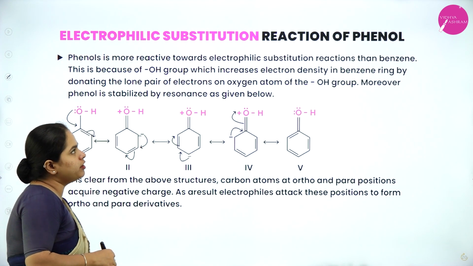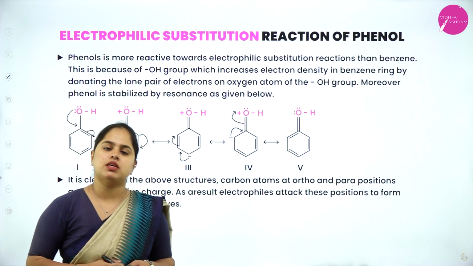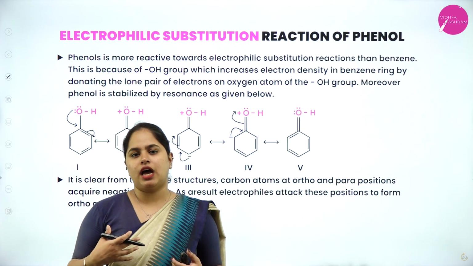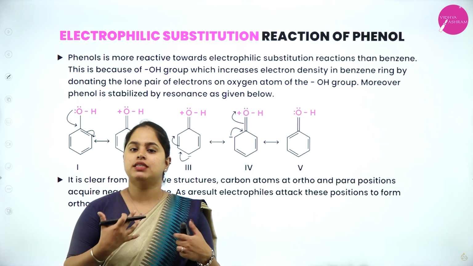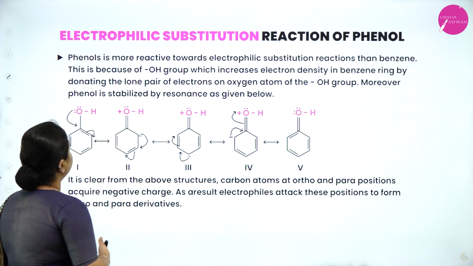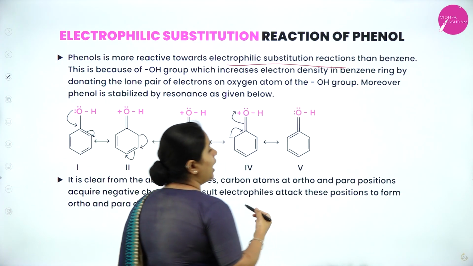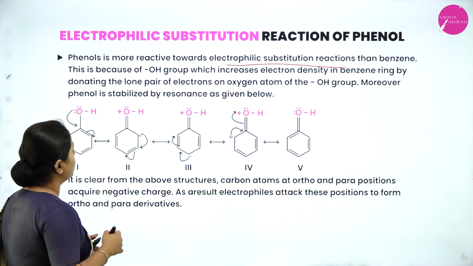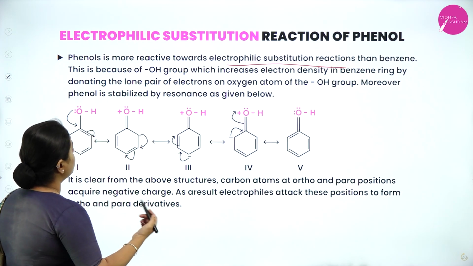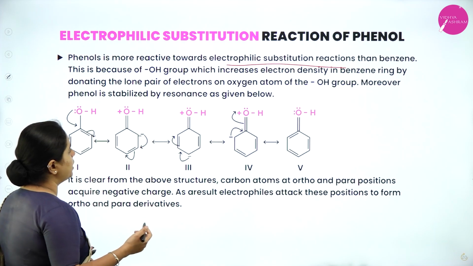Moving on to the electrophilic substitution reactions of phenols. So, electrophilic substitution reactions means electrophile. What is an electrophile? Which has attraction towards electrons, that is negatively charged species. So it itself will be positively charged, right? So phenol is more reactive towards electrophilic substitution reactions than benzene. This is because of the hydroxyl group which increases electron density in the benzene ring by donating the lone pair of electrons on the oxygen atom. Moreover, it is stabilized by resonance.